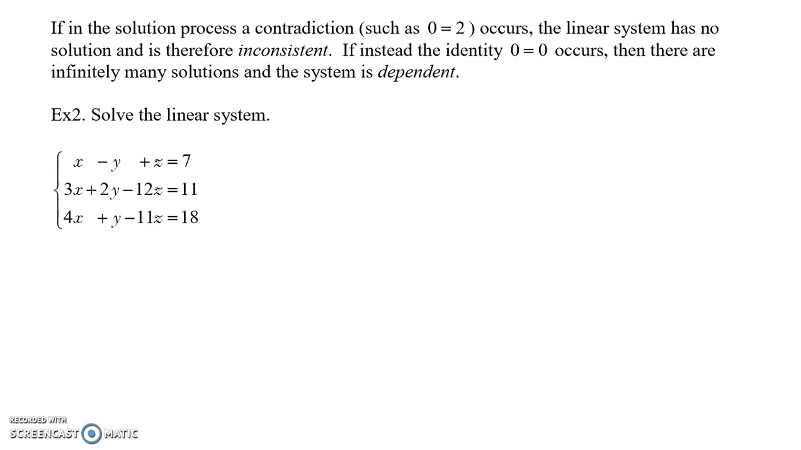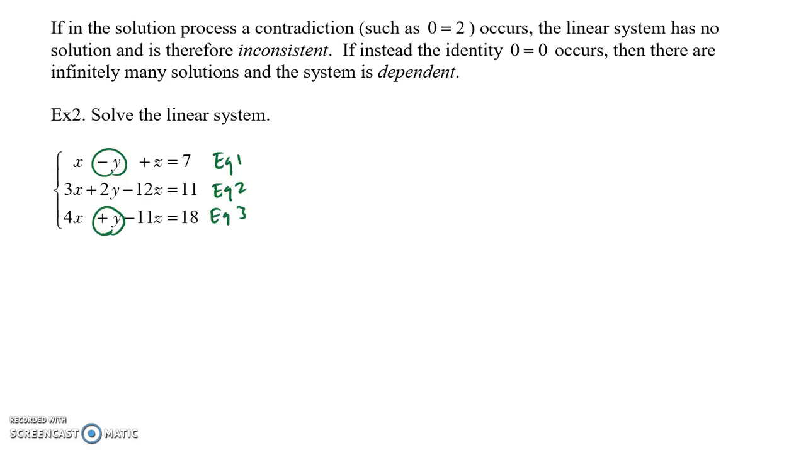So example 2 says solve the linear system, and you see the 3 linear equations in 3 variables x, y, and z. So as we did in example 1, let's label the equations equation 1, 2, and 3. And notice that the y terms in equations 1 and 3 are opposites. So let's take advantage of that and eliminate the y terms in this case. We could eliminate the x terms or the z terms.